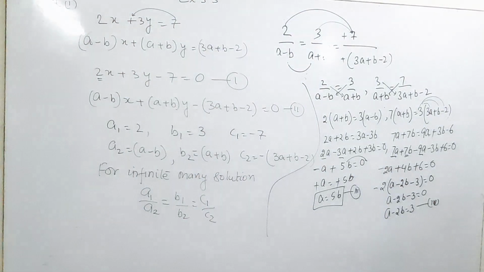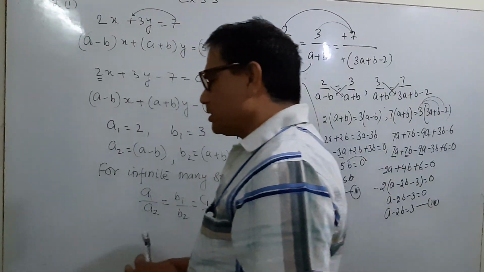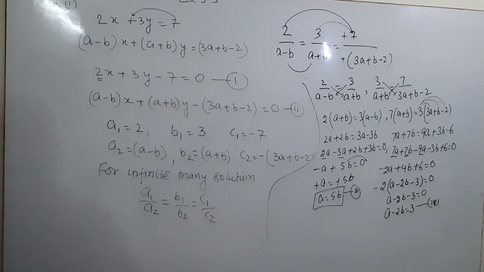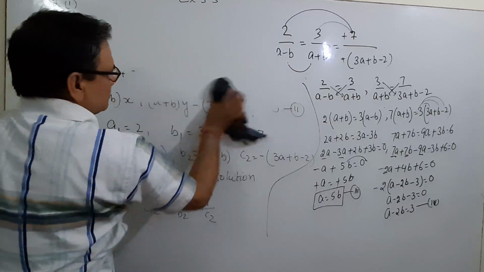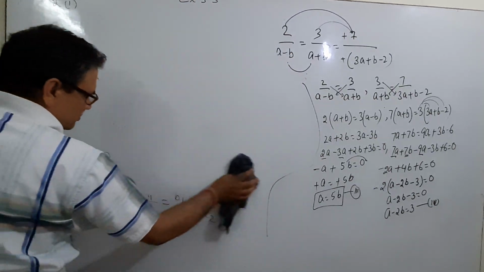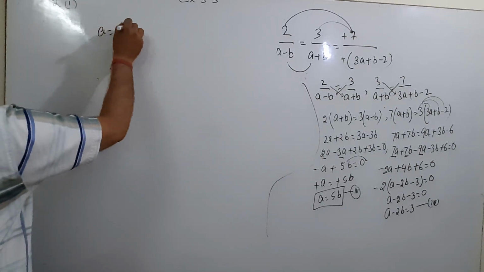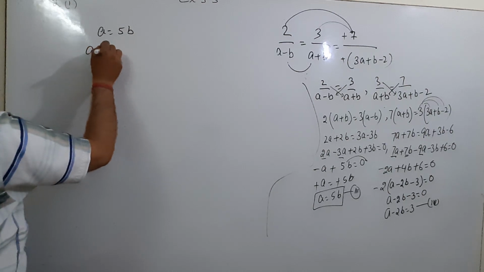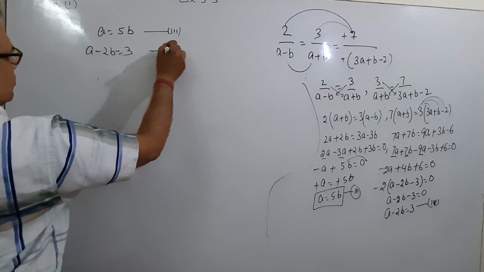And now solve third and fourth by the method of either elimination, or substitution, or cross multiplication. Which is the simple method? The simple method is substitution. Now A is equal to 5B, A minus 2B is equal to 3. This is the third equation and this is the fourth.